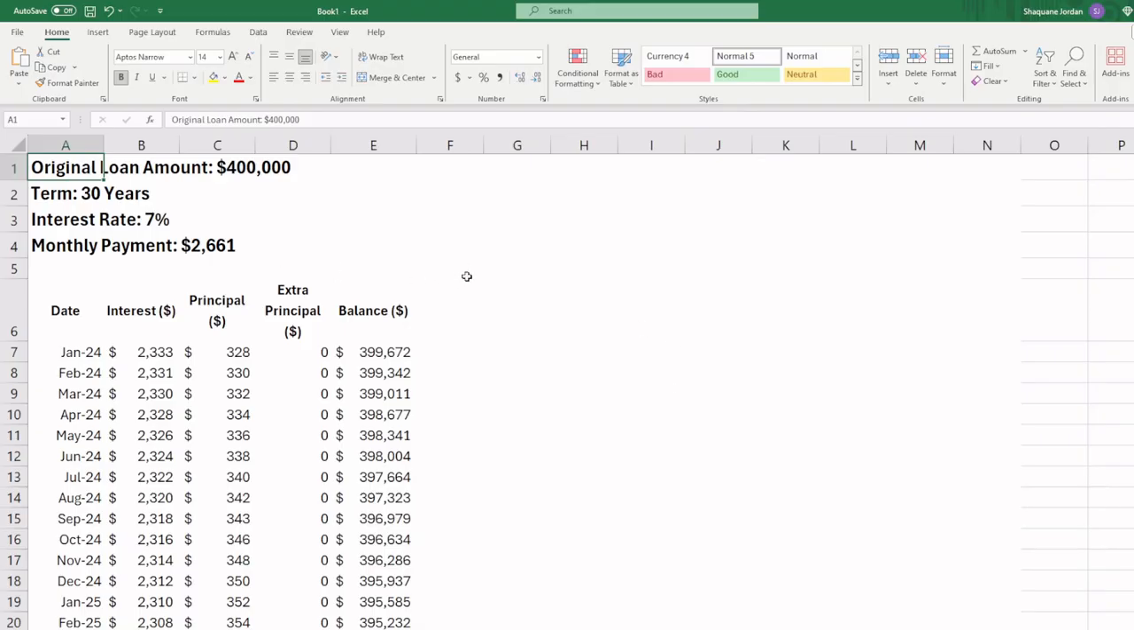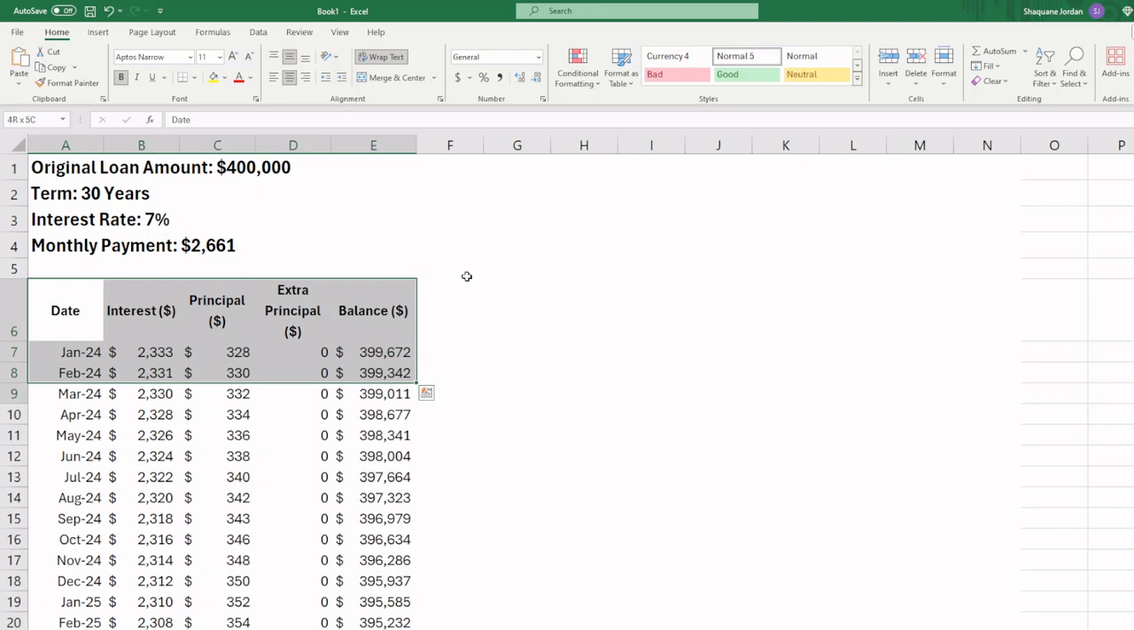And now we're over in Excel, and let's start off with an example. So assume that the original loan amount is $400,000, that this is a 30-year term, and that the interest rate is 7%. Taking that information, I plugged it into a mortgage calculator, and you can find any online. If you Google mortgage calculator, probably many will pop up. This one specifically, I used the calculator from Ramsey. With this information, it spat out that my monthly payment is $2,661.